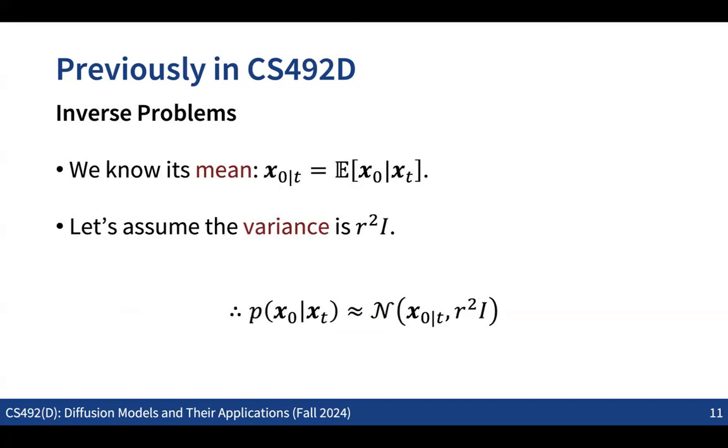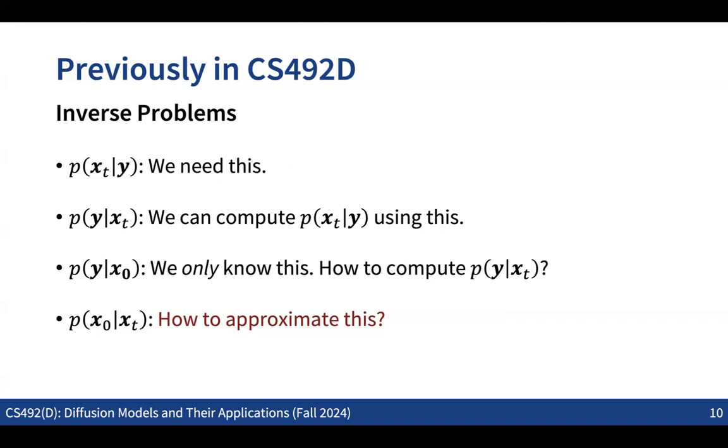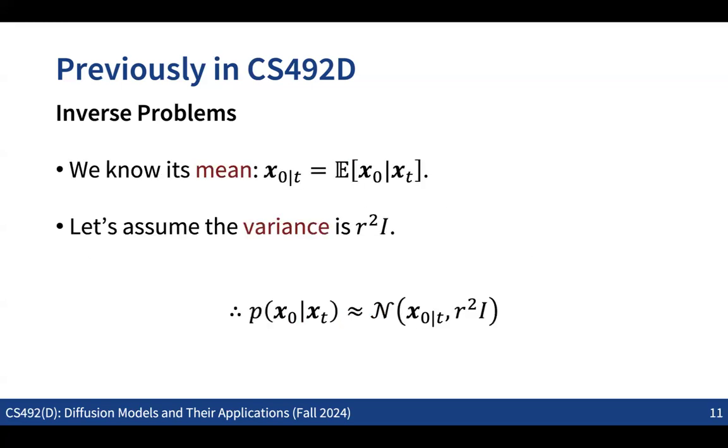But we still know the mean of that. The mean of the conditional probability x0 conditioned on xt can be computed using Tweedie's formula, which is what we have seen in the previous lectures. So the only information that we know about this probability is its mean, but we don't know the variance. We don't even know whether this is a normal distribution or not. We don't have the full information about that conditional probability. So let's approximate it with the given mean and some arbitrary variance. We set this variance to be an isotropic variance with r squared. This is our setup.